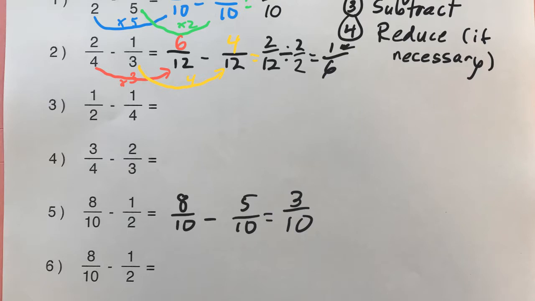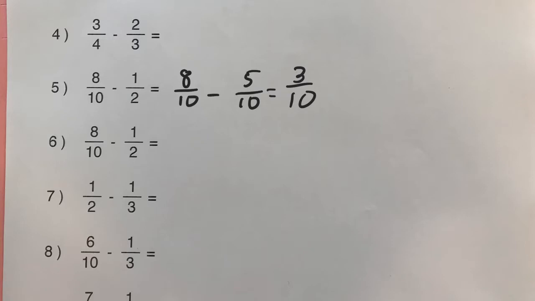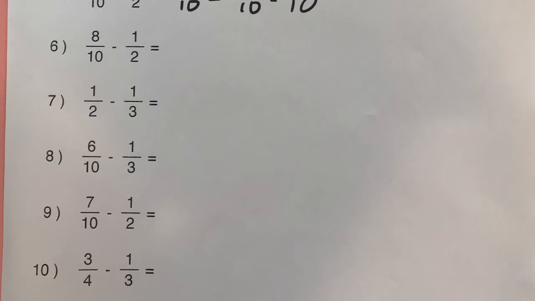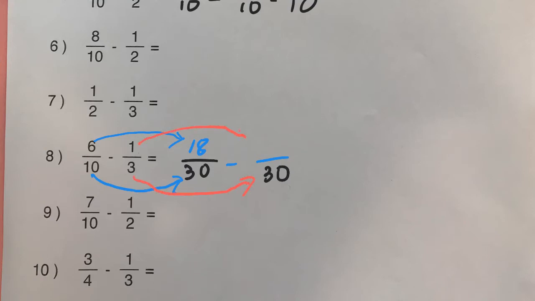One more. Let's have a look. Let's try number 8, because for number 8, we need to go all the way up to 30ths for a common denominator. So how do we get from 10 to 30? We multiply by 3. So we multiply by 3 here. 18/30ths minus, how do we get from 3 to 30? We multiply by 10. So we multiply this by 10 too. And we have 10/30ths. And now we can subtract. And we have 8/30ths.